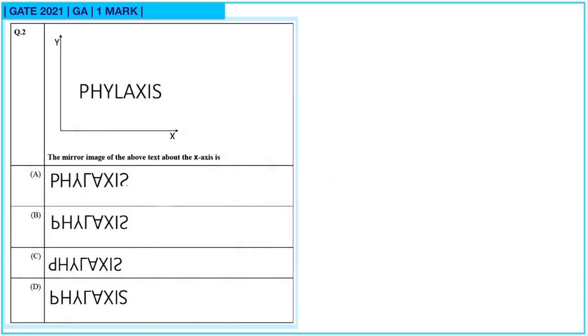Question 2. The mirror image of the above text from the x-axis. So from the x-axis we have to take the mirror image, so it will be upside down. So P, then H will be the same, then Y like this, then it will be L, then we have A like this, then X, I and S. So we have to check the one which is matching this one. So I can see option B is correct.